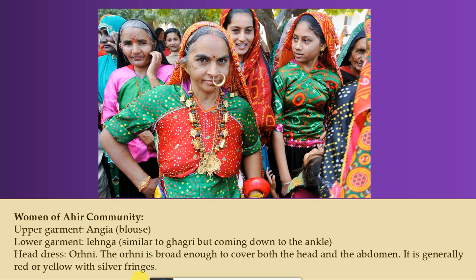Women of this community: upper garment, anja, blouse; lower garment, lehenga, similar to gagri but coming down to the ankle; head dress, ohni. The ohni is broad enough to cover both the head and the abdomen. It is generally red or yellow with silver fringes.